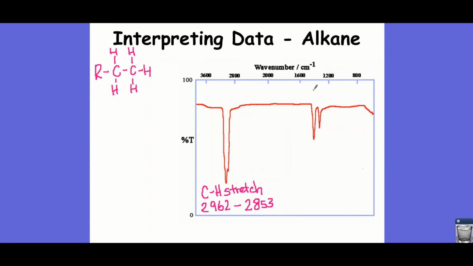This peak here, a bit lower down, is representative of a C to H bend, and will fall somewhere in the range of 1485 to 1340. So that spectra there is just for a standard alkane, and is pretty much what you would see for any alkane that went through an IR spectrum.